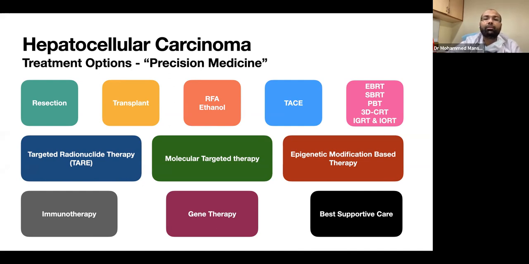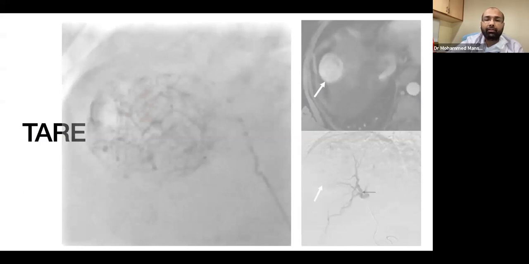In this lecture, we are going to discuss targeted radionuclide therapy, and TARE is a part of radionuclide therapy. Coming to TARE, this is a catheter-based treatment approach. It's a multidisciplinary treatment approach where the involvement of the interventional radiologist is most important. In the background, we have the hepatologist, the gastroenterologist, the oncologist, and the nuclear medicine physician. We all take part in workup and proper selection of the patient, which is the most important part of this.